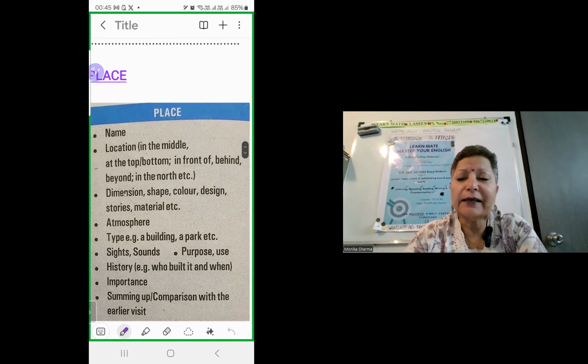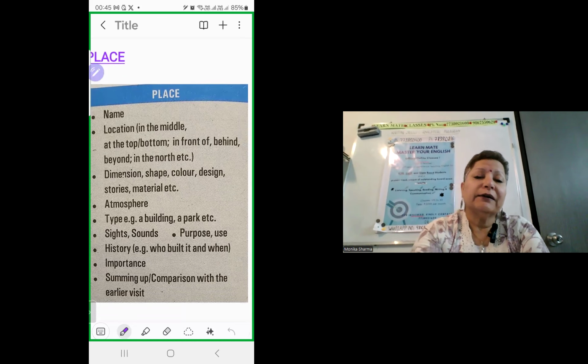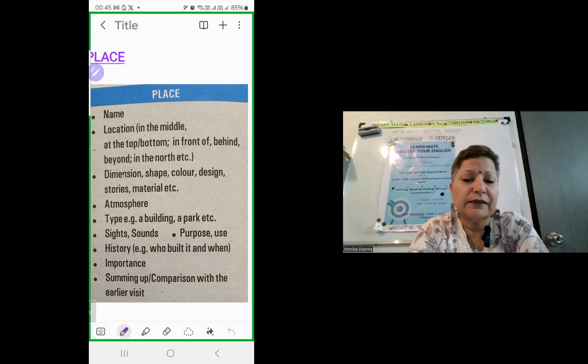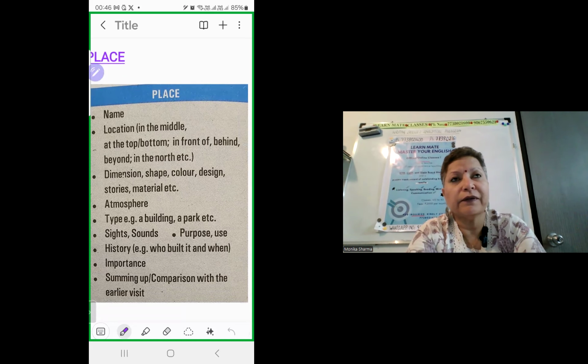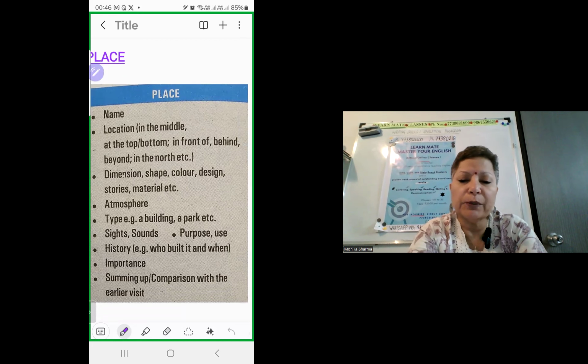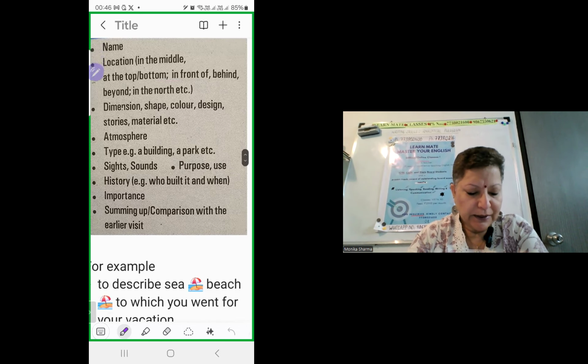a park it is, the sights and sounds that can be heard, what is it used for, like the purpose or the use, the history of that place, if there is a history associated with the place, in the sense that who built it, when was it built, and what is the importance of that particular structure or particular monument in history, and then come up with a summing up or a comparison with an earlier visit to the same place. Is that okay? So I've just given you a few examples.